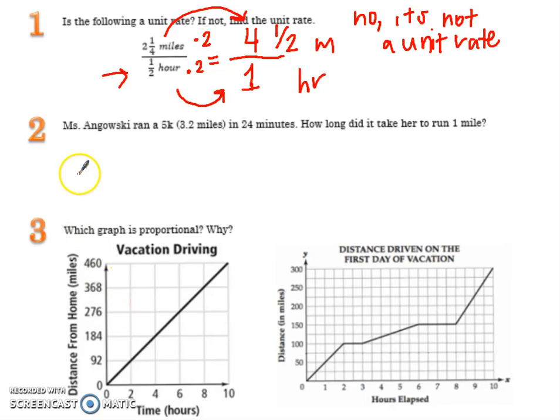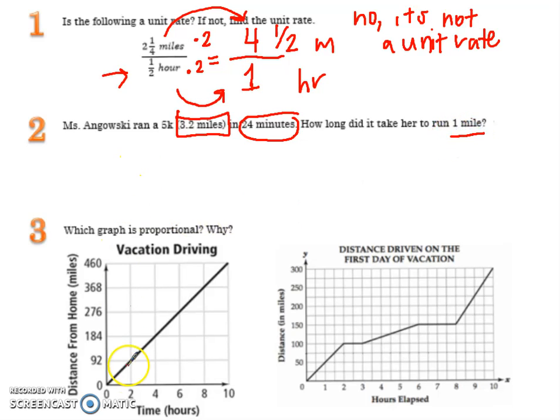Okay, so now we have Miss Angowski. She ran a 5K, which is 3.2 miles. I'm going to put a box around that 3.2 miles in 24 minutes. How long will it take her to run 1 mile?